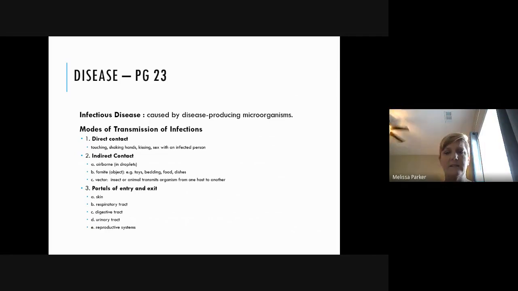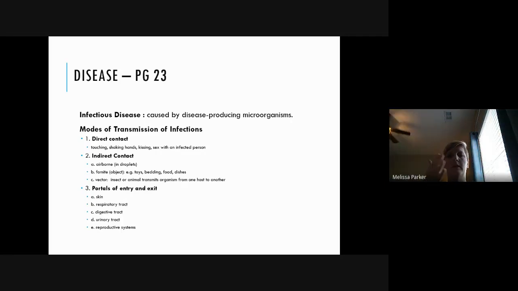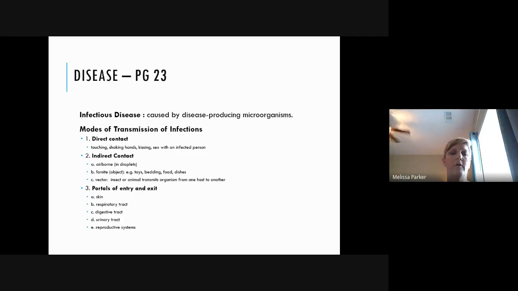So infectious disease is caused by disease-producing organisms. Modes of transmission of infection: direct contact, so you're touching that person, shaking their hand, kissing them, or having sex with them. That's direct contact. Indirect is things like airborne. So I cough and put droplets in the air, you come in and breathe in the air. You didn't have contact with me. It was indirect. A fomite is an object. I cough on my hand and then I touch the door handle. Later you touch the door handle, you rub your eyes, your nose, your mouth, and you've become infected indirectly, because you didn't come in contact with me, but with an object that I did touch, okay?